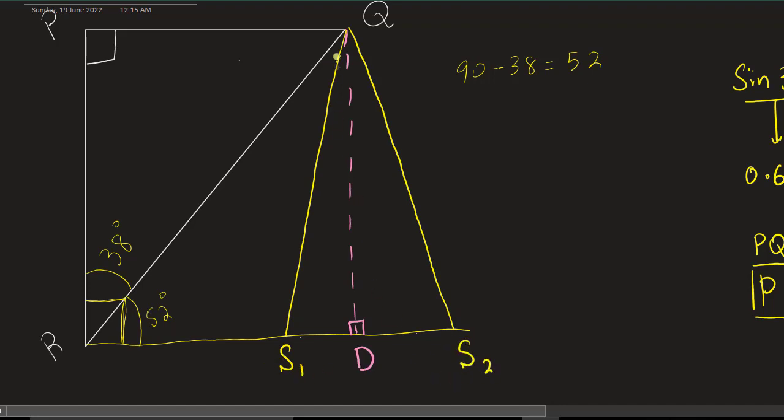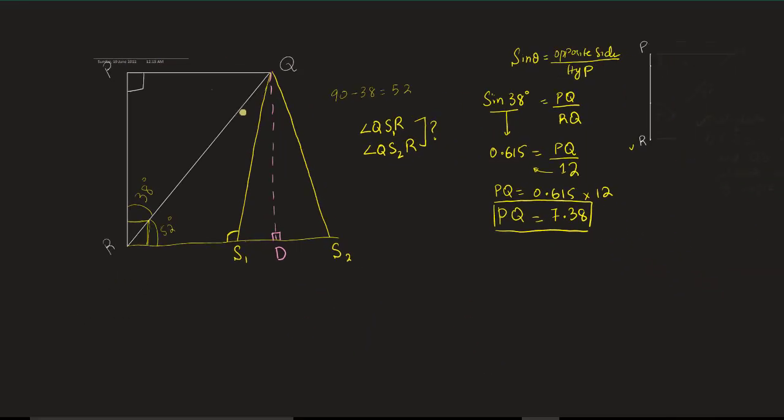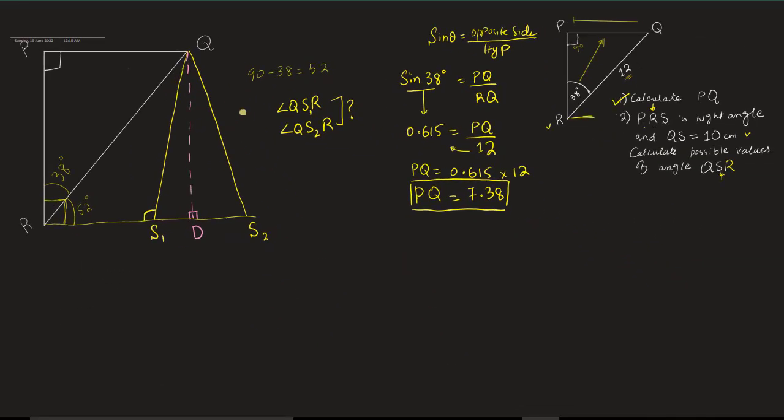We need to find this angle QS1R, and also QS2R. We need to find these two angles. This will be the answer of question 2. So a small logic we are going to apply here. Let's start from the D.